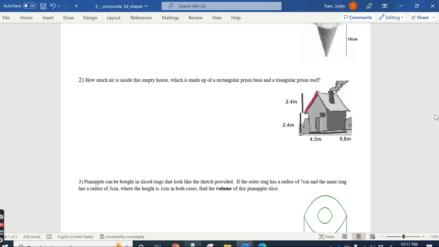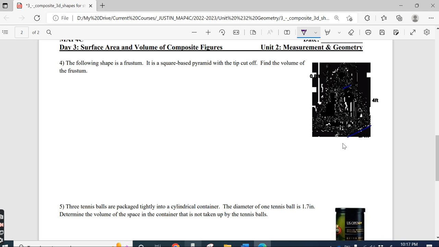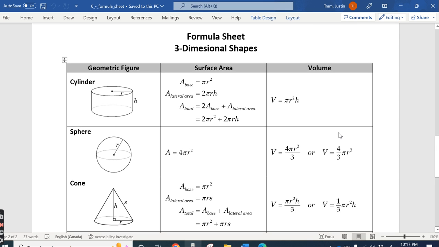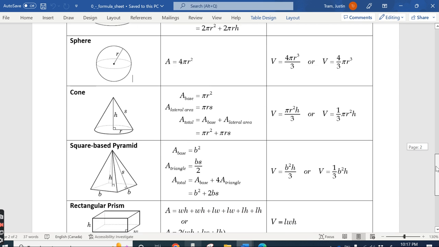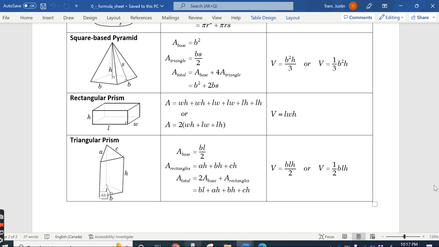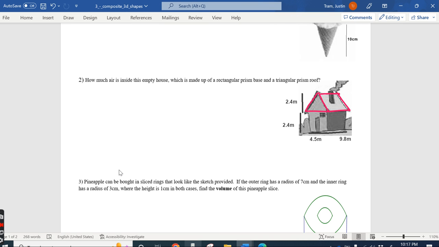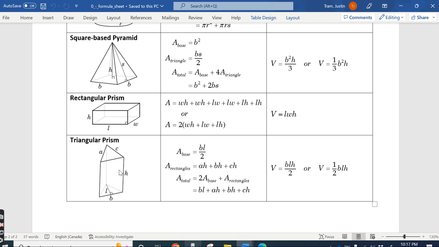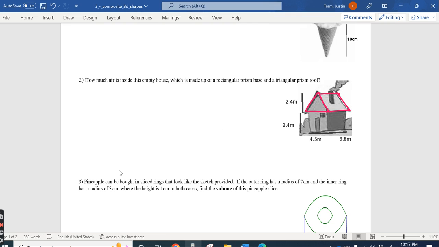So the two shapes are, you can see that is the, let me just go back to triangular prism, which is right there. Now the question is, looking at that prism, are we looking at volume or surface area? Well, since it's asking about air, we're talking about volume. So we're looking at volume of a triangular prism, which is right there. Here's the formula, BLH divided by 2.